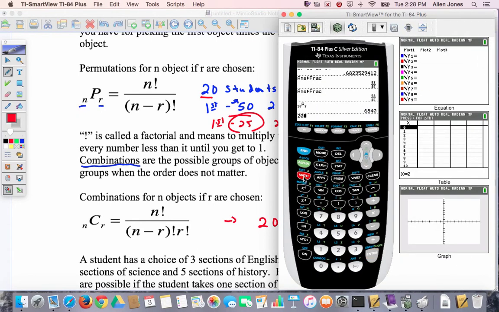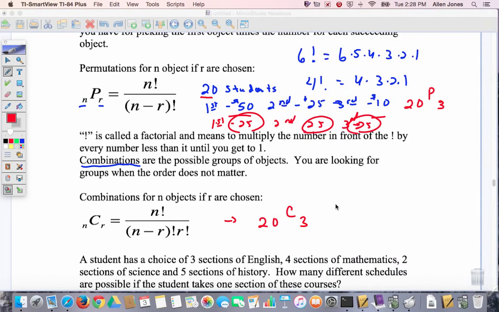Type in our 20. Go to math, over to probability, and notice down number 3 is an nCr function. So we're going to put 20 nCr 3, and there are 1,140 combinations. 1,140 here, and there was 6,840, I think, up here. So there are a lot more permutations because the order matters, as opposed to combinations where the order does not matter.